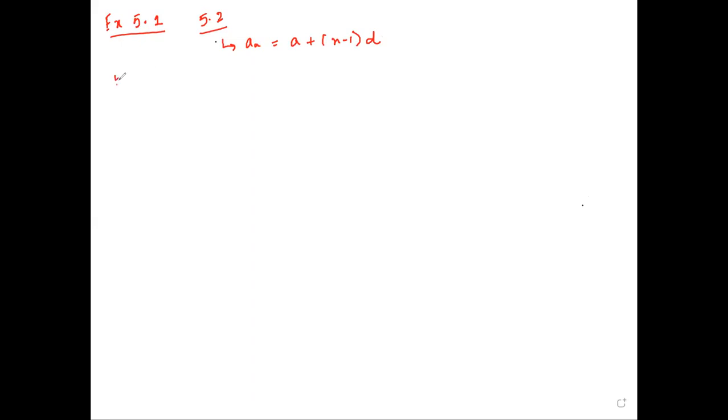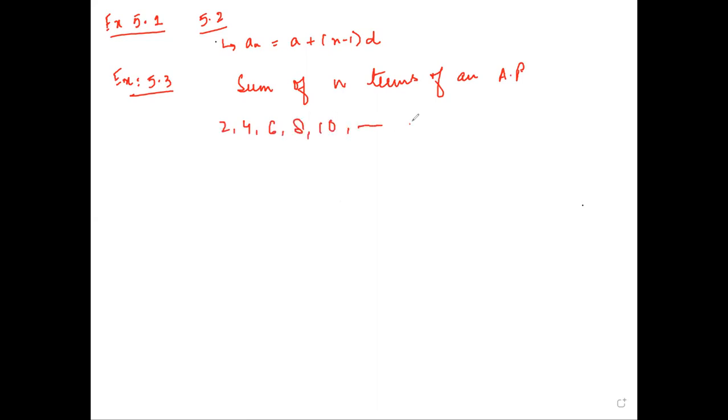Now coming to the next exercise, 5.3. In this exercise, we are going to deal with the sum of n terms of an AP. For example, I give you an AP, let's say 2, 4, 6, 8, 10, and so on. Now I'm saying find the sum of the first 20 terms of this AP. You will not write all the 20 terms and then add them. There's a direct formula which you can use to find the sum of the first 20 terms of the AP. Now, what is the formula?